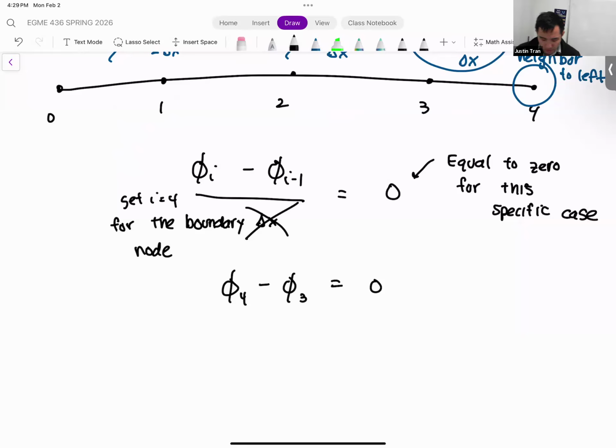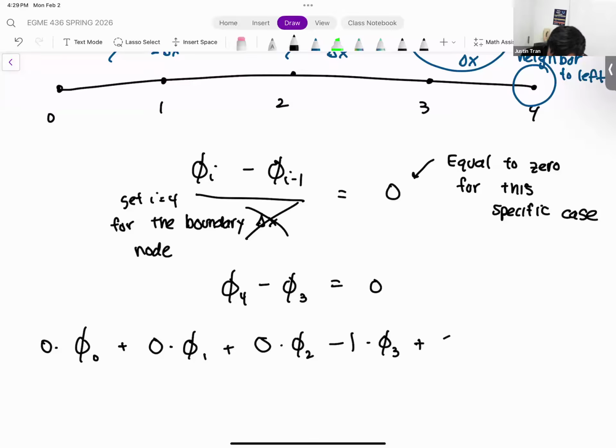Or in other words, if we wanted to put it in terms of all the other nodal values and we wanted to put them in order, it would look something like this, right? So we have 0 times phi 0, plus 0 times phi 1, plus 0 times phi 2, minus 1 times phi 3, plus 1 times phi 4 is equal to 0.